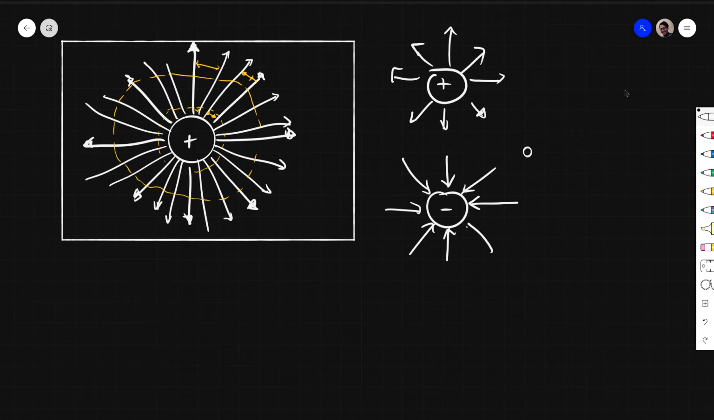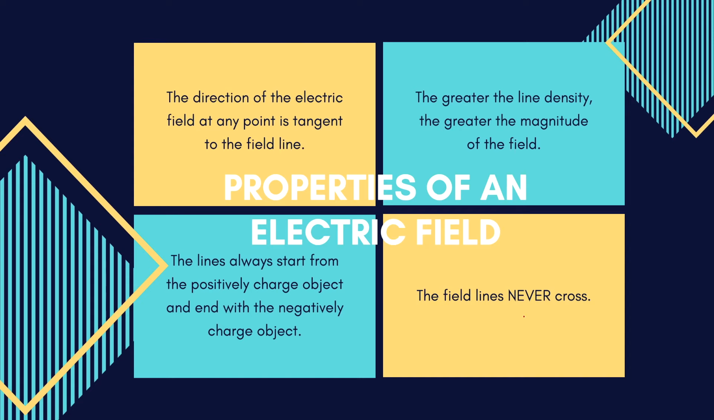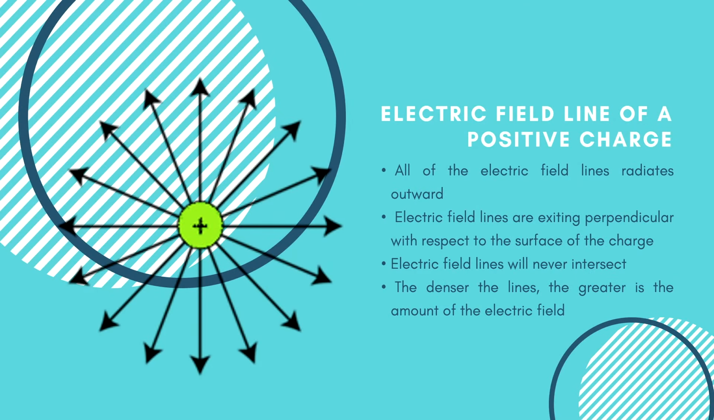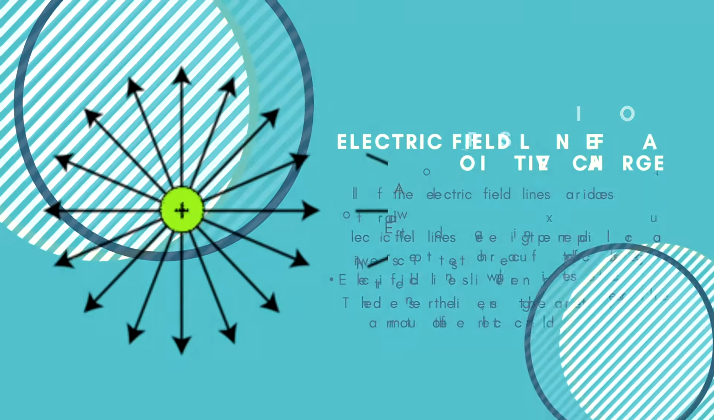Then lastly, field lines never cross. Okay, you're going to see this later on in some of our illustrations. So here are the examples. This will be further explained to you by your teachers, but I just want to show it to you.